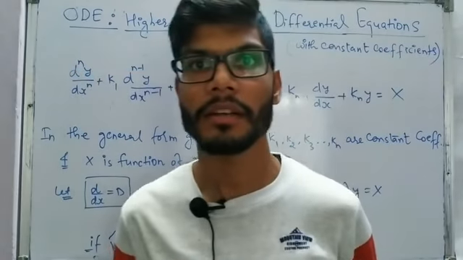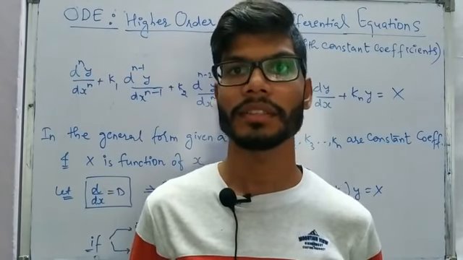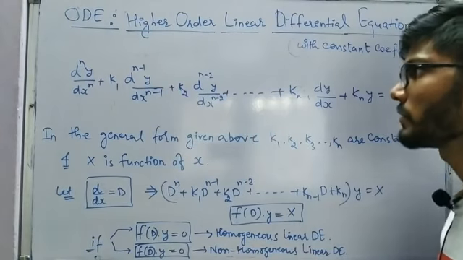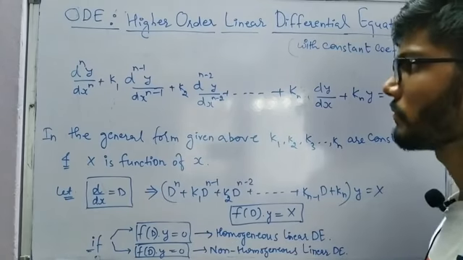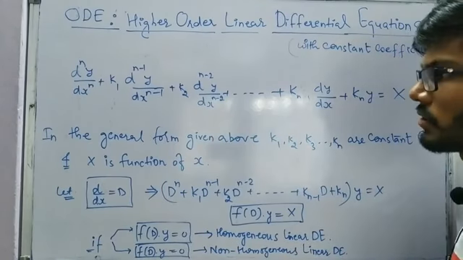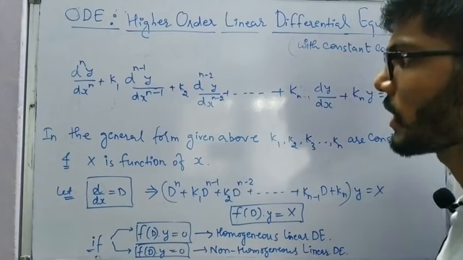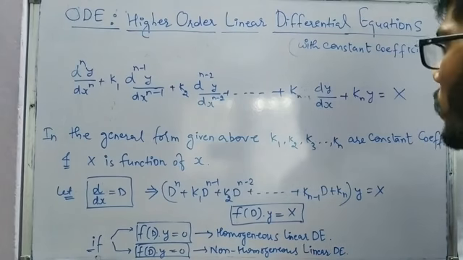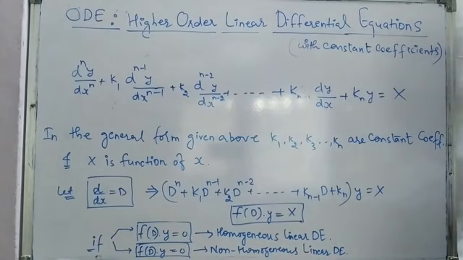Hello everyone, welcome back all of you, and in this session we are going to have a discussion on higher order linear differential equations. In the case of an ordinary differential equation, this was the standard form we were talking about in the previous sessions also. It is d^n y upon dx^n plus k1 d^(n-1) y upon dx^(n-1), all the way till k(n-1) dy by dx plus kn y is equal to capital X.